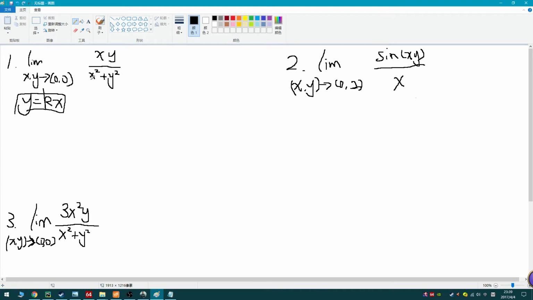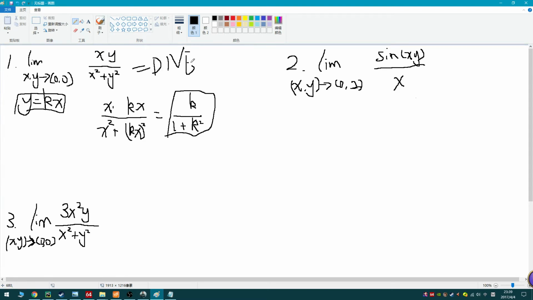So we just do substitution. We let y equal kx back into the function we have, and I'm not going to write down the limit notation again and again because I don't want to waste time on that. So it will be x times kx, because y is kx, divided by x squared plus kx squared, and you can factor out x squared, and that would be k divided by 1 plus k squared. So we got this, which means the limits from different directions have different values, which means the limit does not exist, because they have to give the same value.